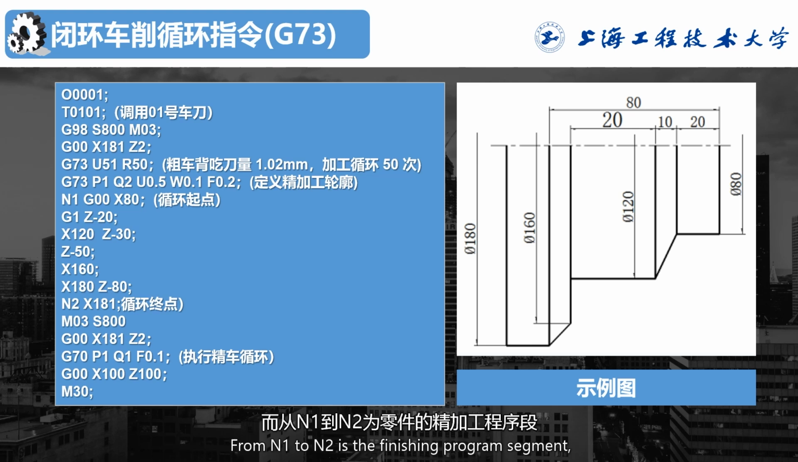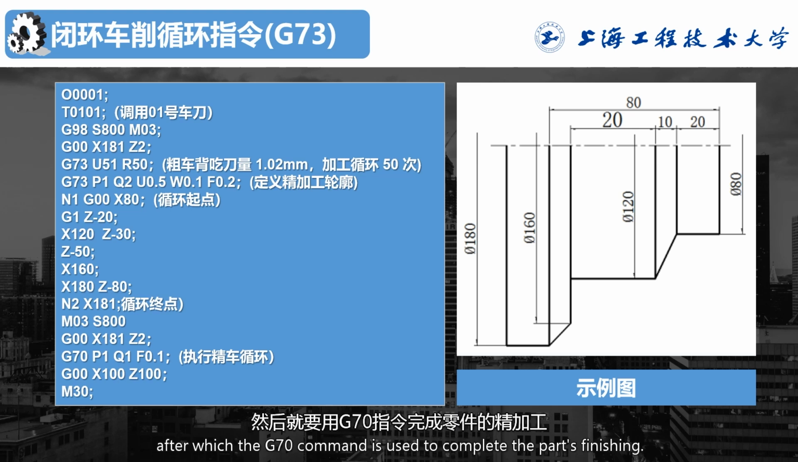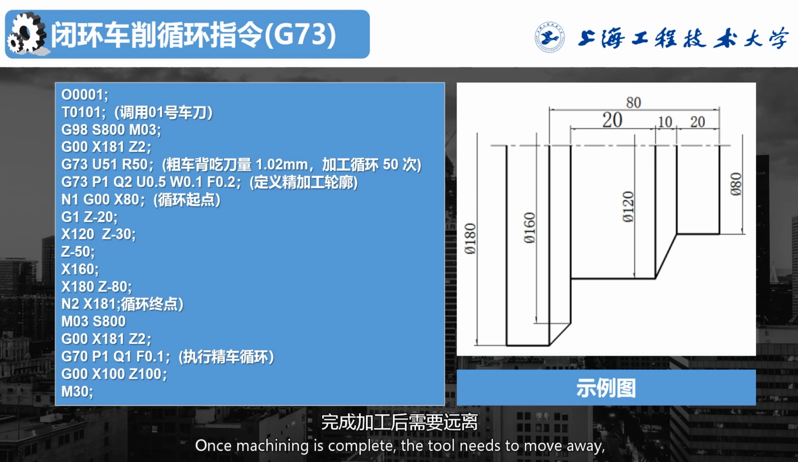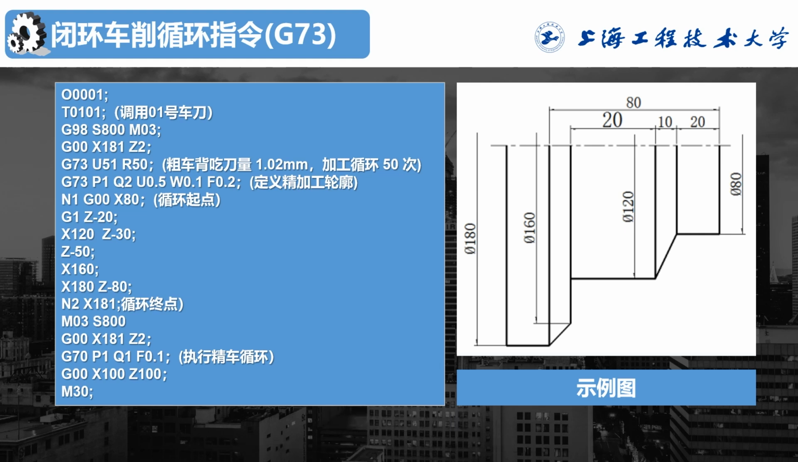From N1 to N2 is the finishing program segment, after which the G70 command is used to complete the part finishing. Once machining is complete, the tool needs to move away, the spindle stops, and the part is finished.